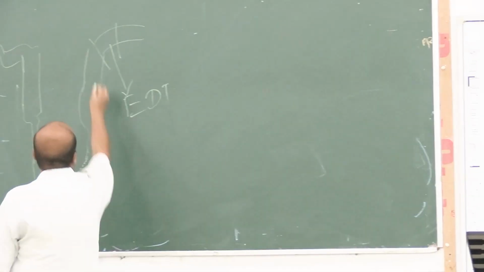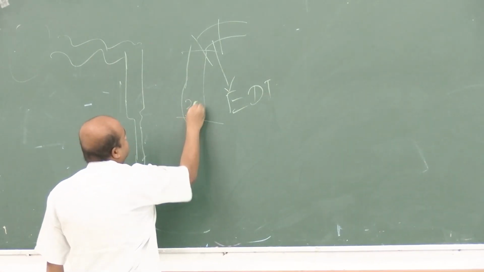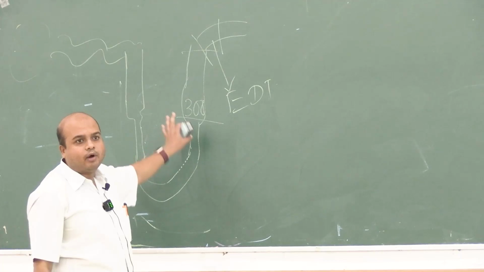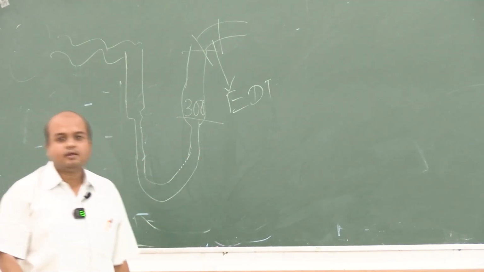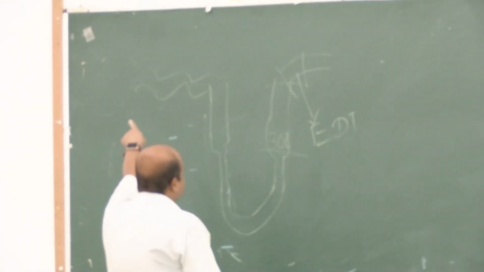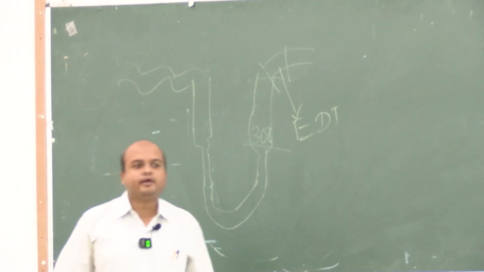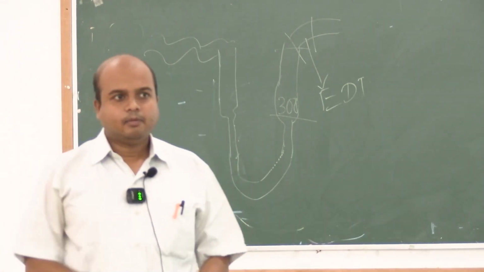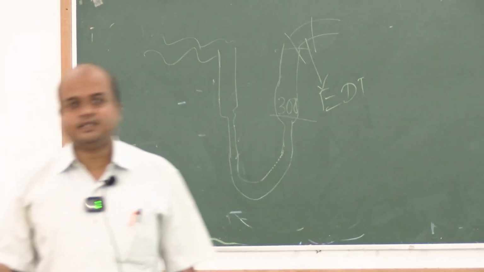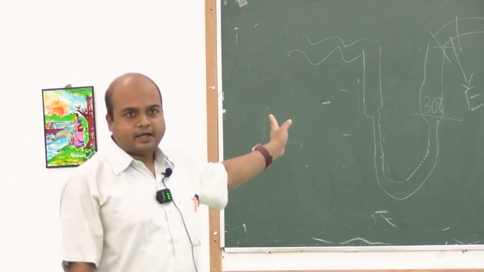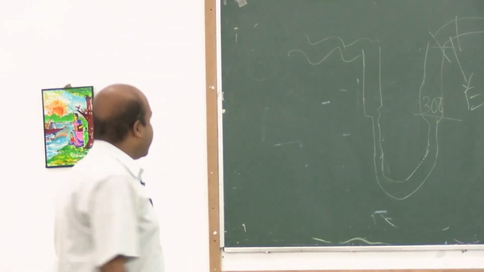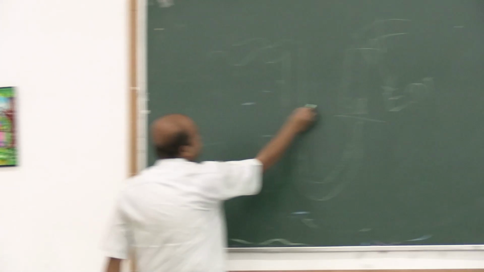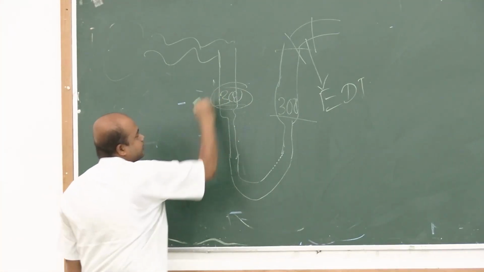But what happens up to this part? This is the EDT. What happens up to this part? 290, 300, whatever you write, approximate. What is that? This is 290 to 300 milliosmoles per liter, osmolarity per liter, or if it is osmolality, per kg. That is the plasma osmolality. So, at the end of the proximal tubule, in reality it is 300.